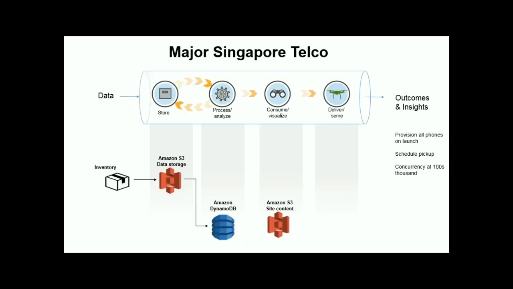So they went back and they looked at inventory. And for them, inventory means inventory of phones, and it also means the inventory of pickup slots, so times when people can go and collect the phone. They took all of that inventory data and they pushed that into Amazon's Simple Storage Service, or S3. And I'll talk a little bit more in detail later about what S3 provides. The data then flowed into Amazon DynamoDB, which is our fully managed NoSQL service. And I'll talk more in detail about DynamoDB as we go forward.